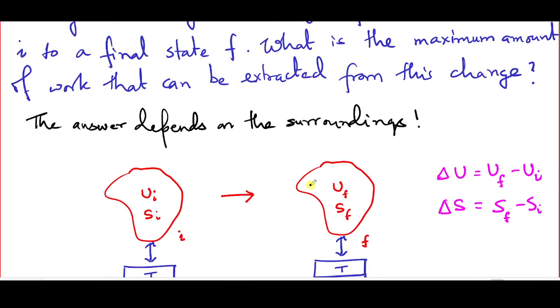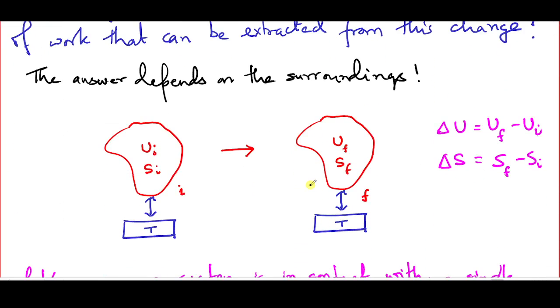So let us start with something very simple. You have this system in the state I evolving to the state F. In the initial state it had internal energy Ui, entropy Si, of course volume Vi, temperature Ti and so on. In the final state you had Uf and Sf as well as Vf, Tf, etc. We are going to focus on U and S because those are the important parts for this theorem.